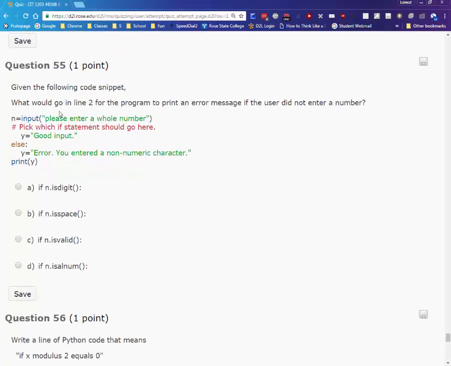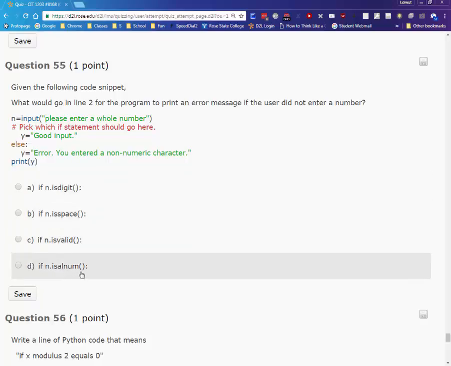So for 55, what would go on line 2 for the program to print an error message if the user did not enter a number? So here they're typing something in, and we want to see if it's a good integer, if it's a good number. So we're going to have to put something here so that we write our if statement correctly so that it prints out good input.